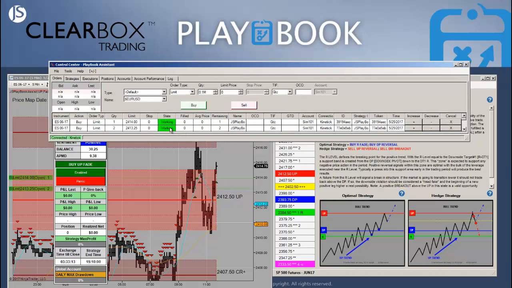And we can also see our working orders here in the control center. I'm working on one lot at 2414 and two at 2413.25. That's been designed in the strategy. If I wanted to edit these orders, I could do that. So let's say I want to move it up and come in here, change that to 1450, and that's going to move my order up to the alert distance. I'm going to move my other order up to the variance.